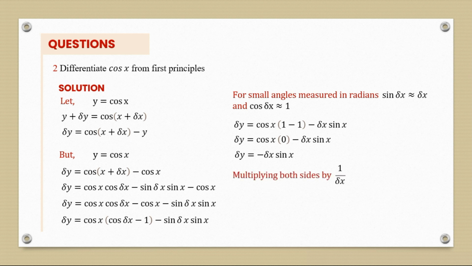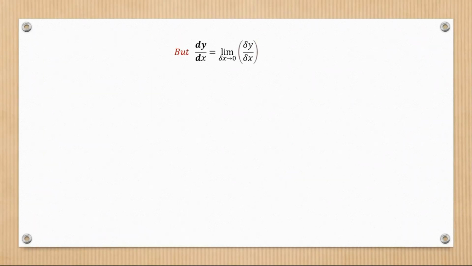Now next, we're going to multiply both sides by 1 over change in x to create the slope formula, change in y over change in x. So now we're left with negative sine x on the right hand side. So now we introduce the dy dx, and dy dx shall be equal to negative sine x. So therefore, the derivative of cos x is negative sine x.